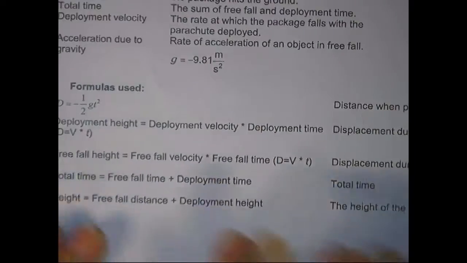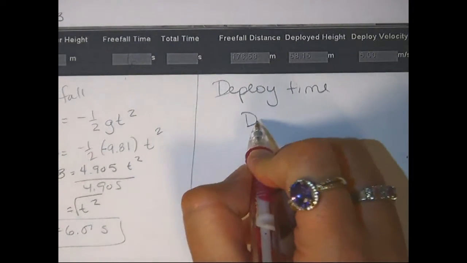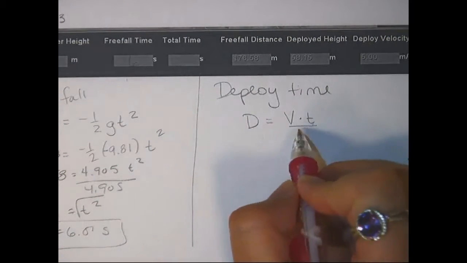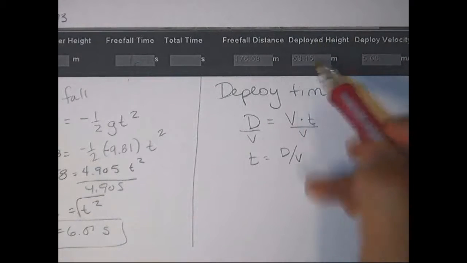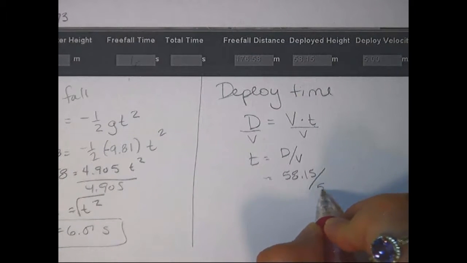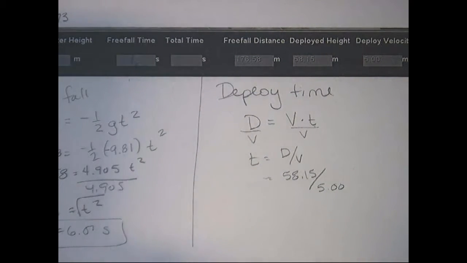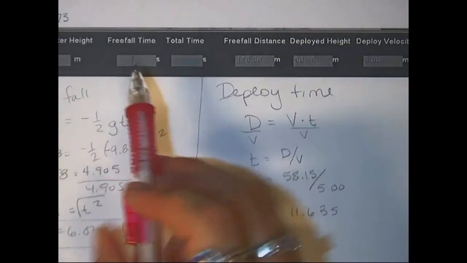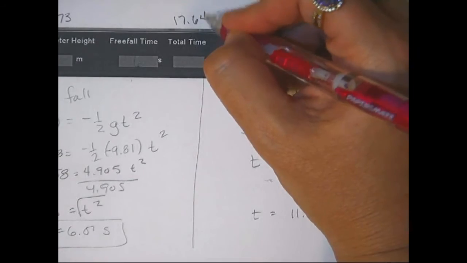Well, what we know is the deployment height is equal to the velocity times the time. So I have the distance equals velocity times time, and what I want to find is the time. So if I divide both sides by v, I get time equals distance divided by velocity. Here's my distance. Here's my velocity. Plug that in my calculator, and I get the time is 11.63 seconds. That's the deploy time. Add that onto the free fall time, and we get the total time is 17.64. That's it.